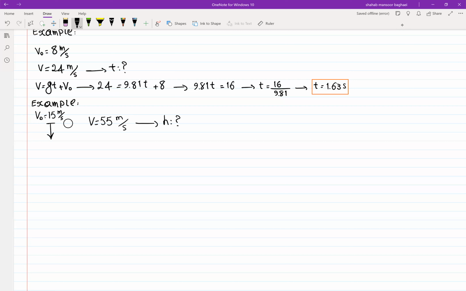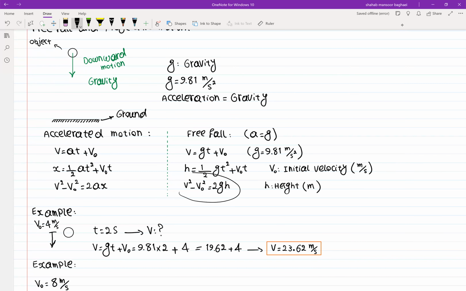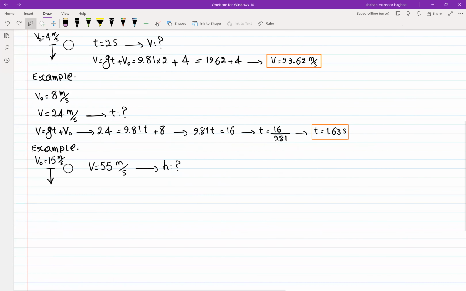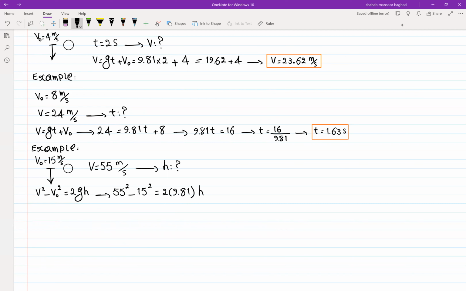So if you look at this problem, you don't have a time quantity. If you don't have a time quantity, you should apply this equation, equation number 3. Therefore, here, v square minus v0 square equals 2gh. V square is 55 square minus 15 square. That's v0 or initial velocity. 2 times 9.81. And h is unknown. Therefore, you can calculate height.